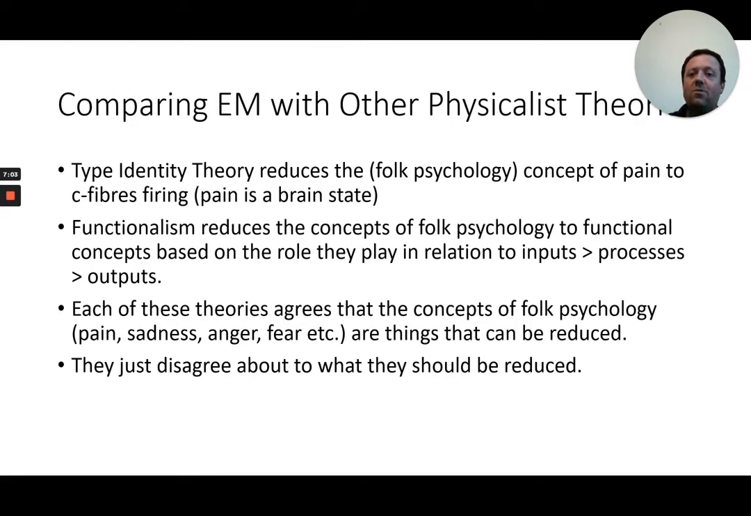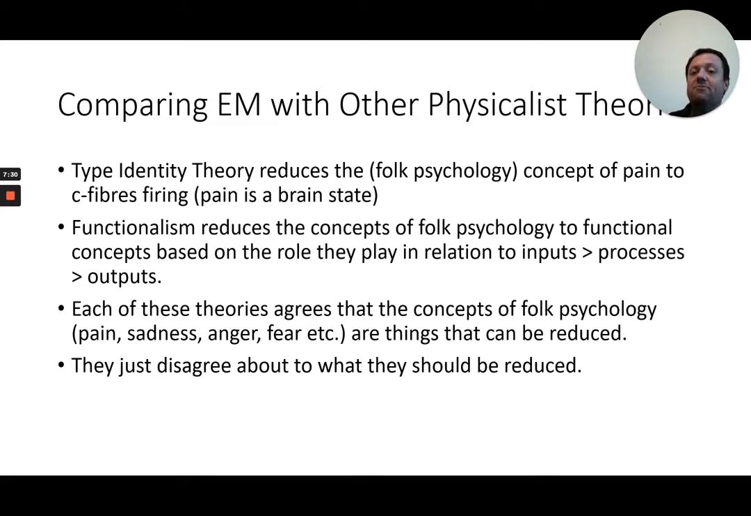So let's now compare eliminative materialism to other physicalist theories. Type identity theory, as you know, reduces the folk psychology of pain to C fibers firing. Okay, so pain is a brain state. And if you want a little revision on type identity theory, there is a video in this unit.